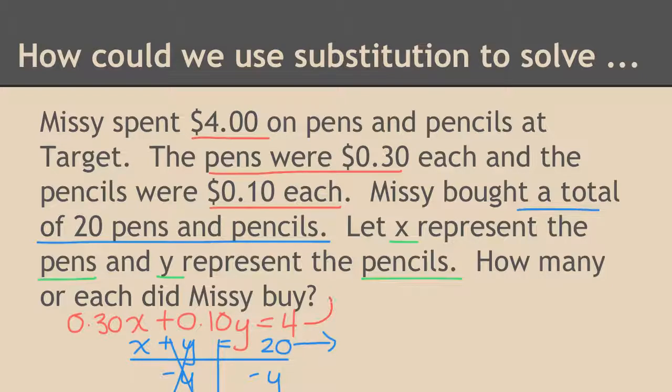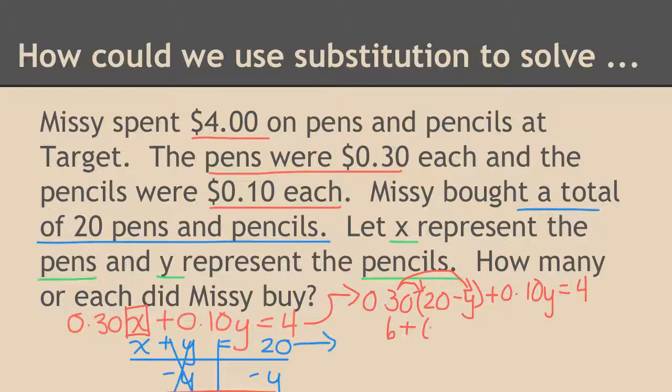So then, a lot of steps here. I'm going to substitute. I know what x equals, and I know where to put it. So I have 30 cents times x, but instead of x, I'm going to substitute, plus 10 cents times y equals 4. So we're going to do some distribution again. We're using all those skills from earlier in the year. So 30 cents times 20 is going to be 6. And 30 cents times negative y is negative 30 cents y. And then I just have the rest of the equation equals 4.